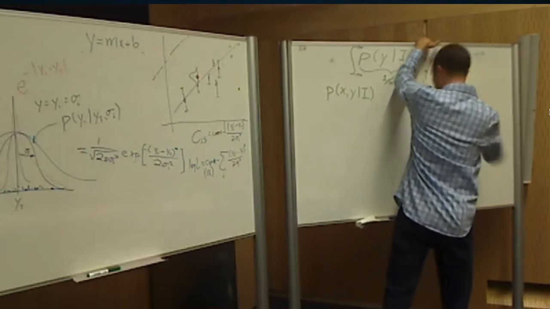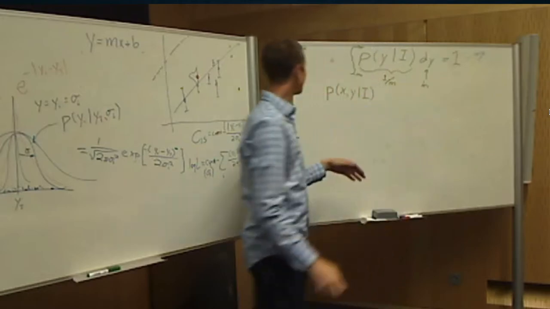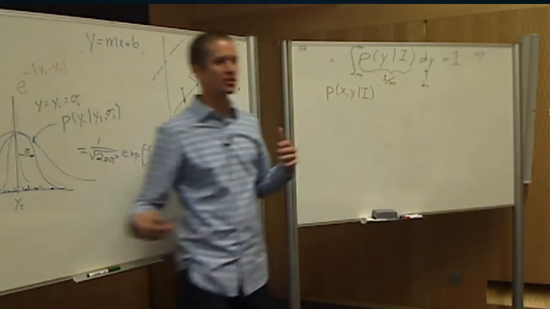So back to this joint probability, P of x and y given I. So if x and y are both distances, what's the units of this probability?